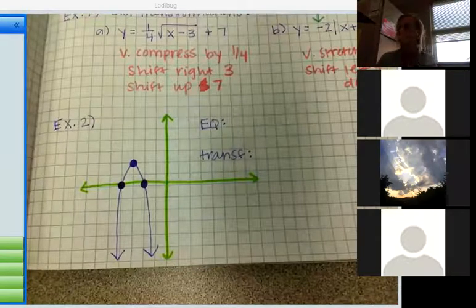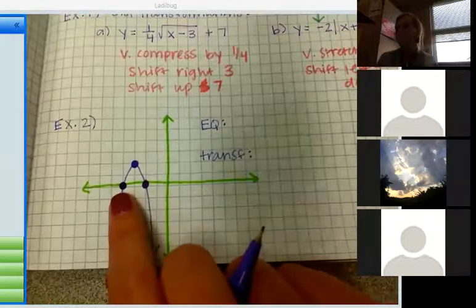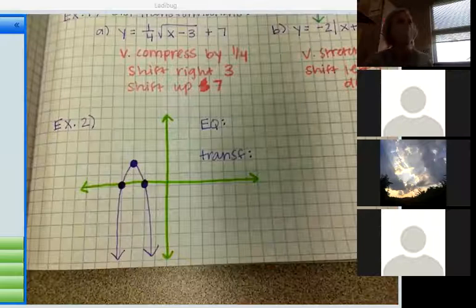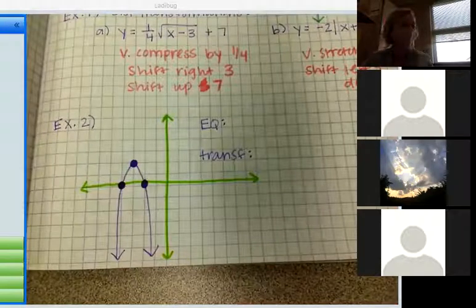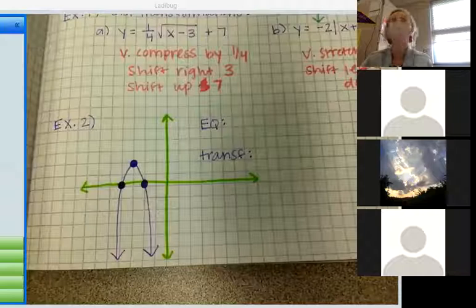If you're looking at the ordered pairs, trying to figure out where they're at, it's -2, 0, -4, 0, and -3, +2. -4, 0, -2, 0, and then -3, +2.